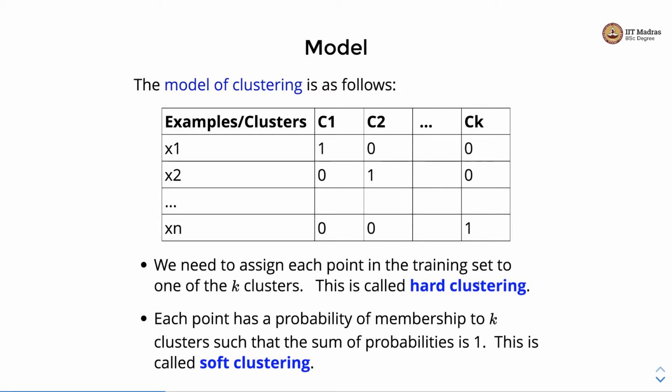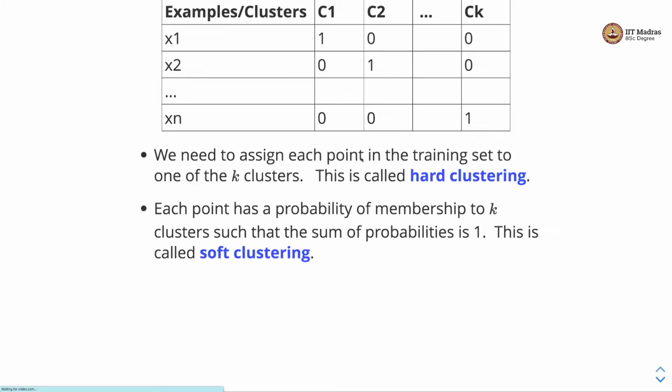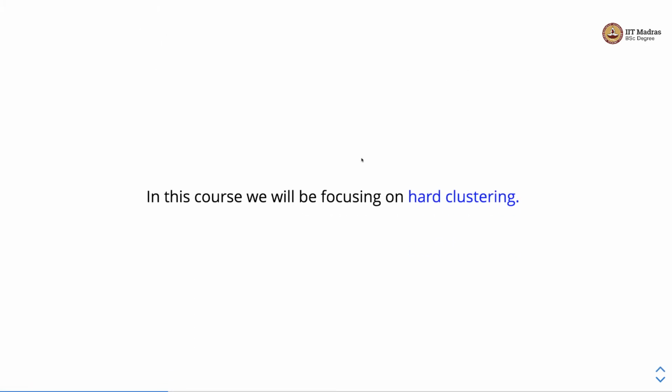There is another form which is called soft clustering, where instead of having 1 or zeros, we have probability of membership of a point to a particular cluster. And the sum of all the memberships to the k clusters for a particular point sums up to 1. So this is called as soft clustering. In this course, we will be focusing more on hard clustering. So K-means clustering algorithm is an example of a hard clustering algorithm.